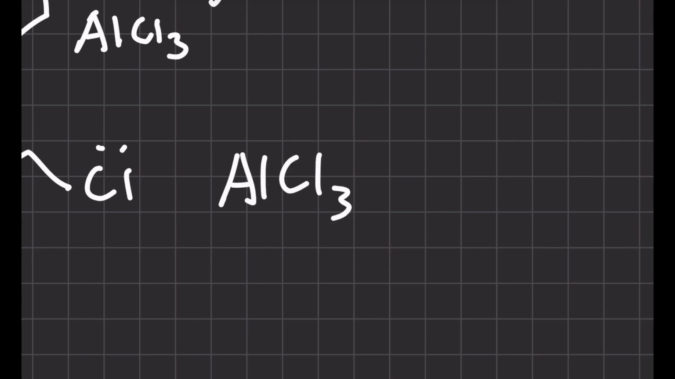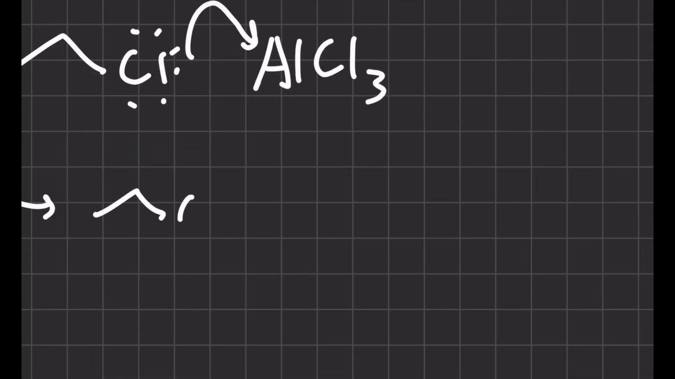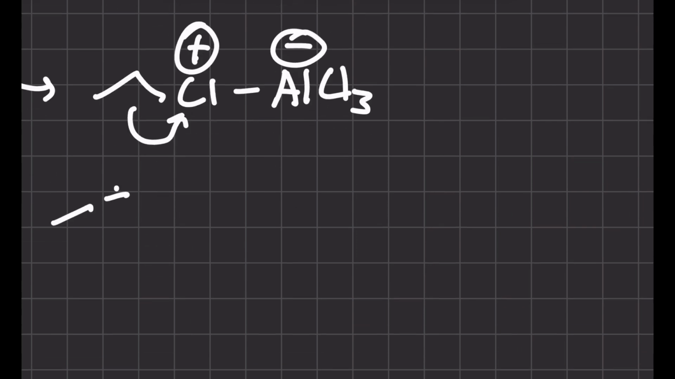We know that the chlorine has available lone pairs. It's going to attack the aluminum, forming the intermediate right here. And once again, our aluminum is going to have a negative charge, and our chlorine is going to have a positive charge. Similar to nitration, it's going to break off right here, forming our electrophile, and we're going to have the AlCl4.